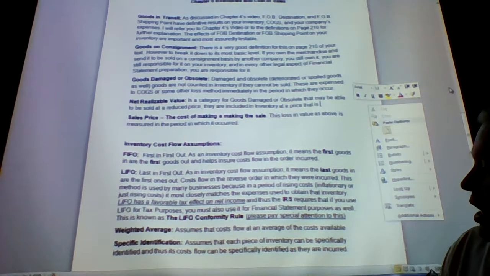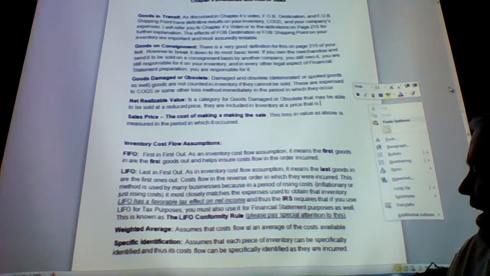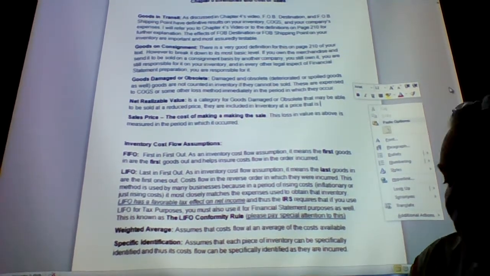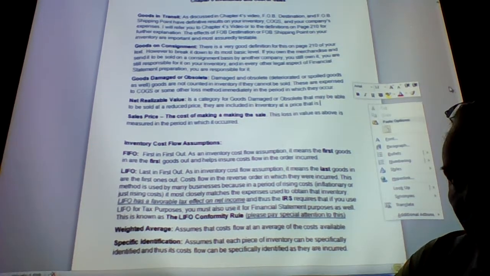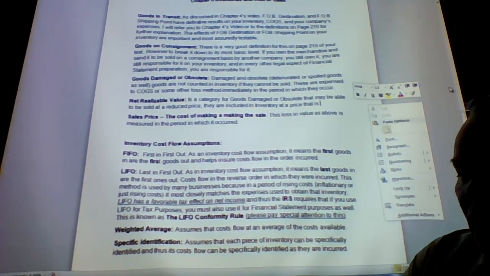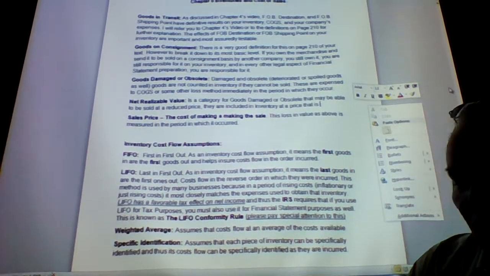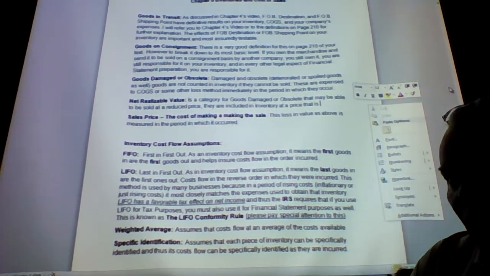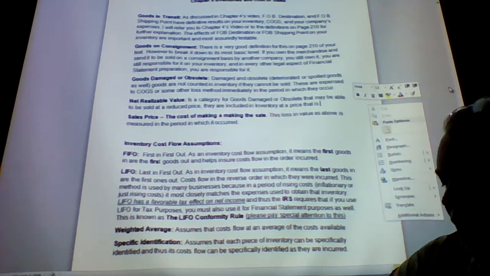Weighted average assumes that the costs flow at an average of the costs available. If you have 100 items of all different prices, you take those 100 items and their prices and you average out what the cost is over the 100, and then you use that for each one of them.